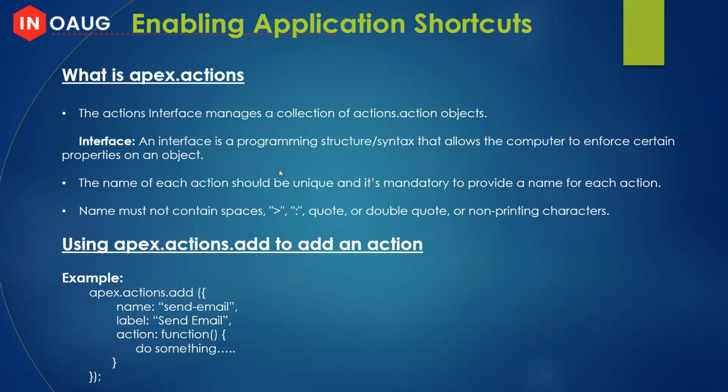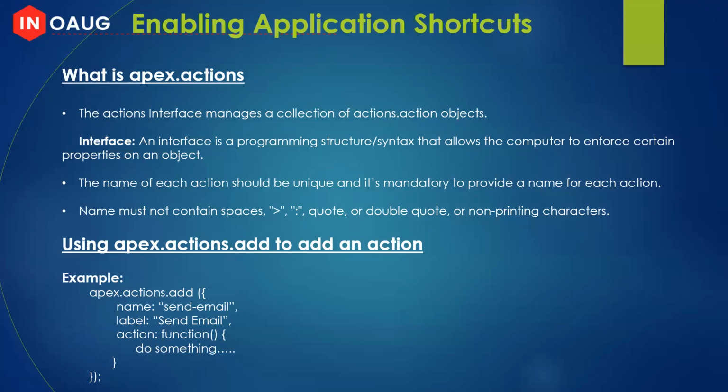Here we have this term called interface. An interface is a piece of code which helps our system, in the sense the computer, to enforce some actions. Here it is mentioned as enforcing certain properties on an object. The general idea is that it allows a system to enforce some actions on a particular object. For example, if we have a button, it will help us to enforce some actions on that button.